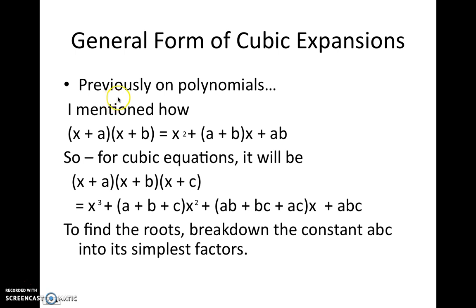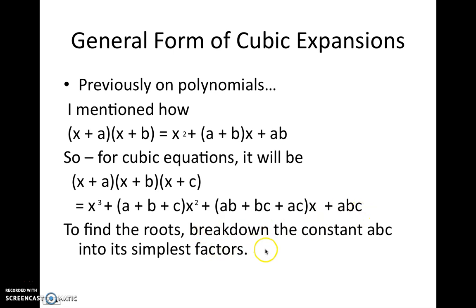So previously on polynomials, I mentioned how (x + a)(x + b) is equal to x squared + (a + b)x + ab. So for cubic equations, you're also multiplying (x + a)(x + b) by (x + c). So when multiplying it all out, you will get a general algebraic term of x cubed + (a + b + c)x squared + (ab + bc + ac)x + abc.